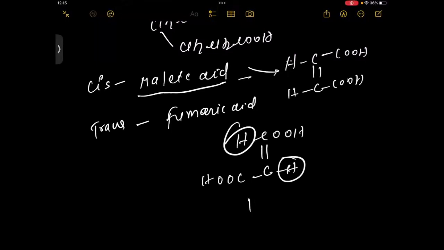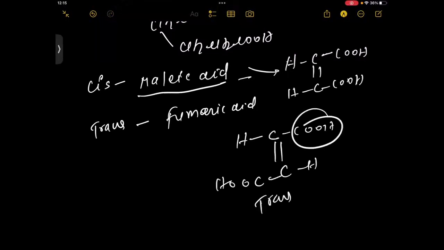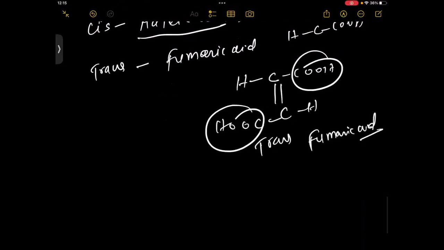Okay, so what will we write here? Trans: C, C, COOH here, and here C, COOH and H. This is the trans. COOH is trans, and that is fumaric acid. These names are very important and are used as common names.